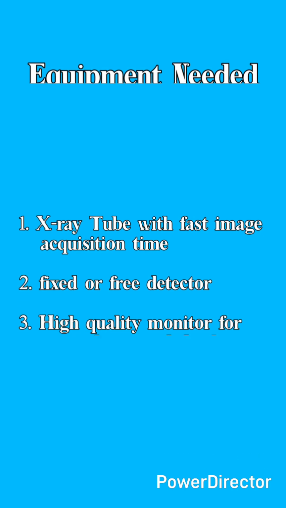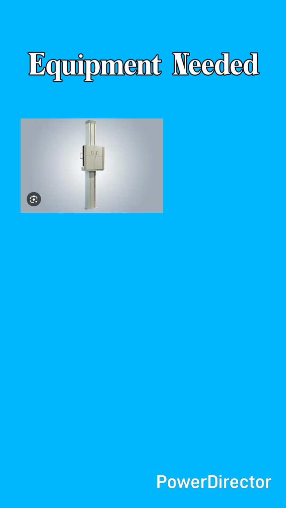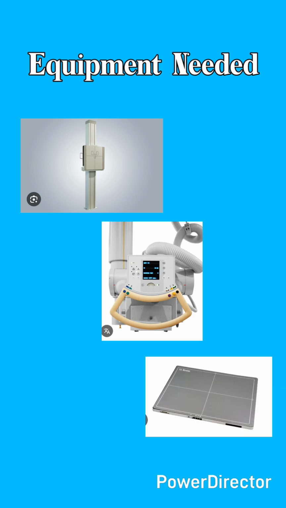For the equipment, you're going to need an x-ray tube with a fast image acquisition speed so that the patient is in those positions for the least amount of time. You will need a wall bucky or a free detector and a monitor that can properly display your images so that you can check the quality. Some of the exams can be done on a wall bucky, just make sure that it can go down far enough so that the whole knee is visualized. And some of these views are much easier with a free detector instead of the wall bucky, like the sunrise or when you're doing pediatric patients. So, just be aware.